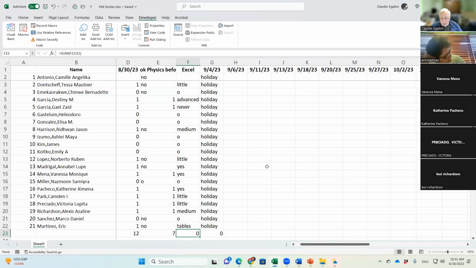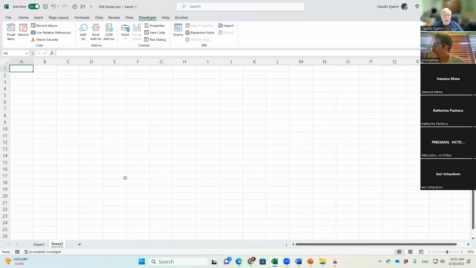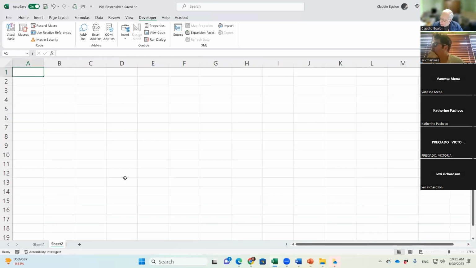Okay, so let's start with plotting data, plotting the graphs. I'm going to start with a spreadsheet. At this point I recommend that you have an Excel spreadsheet open on your computer and follow with me step by step, so you can start getting some experience.